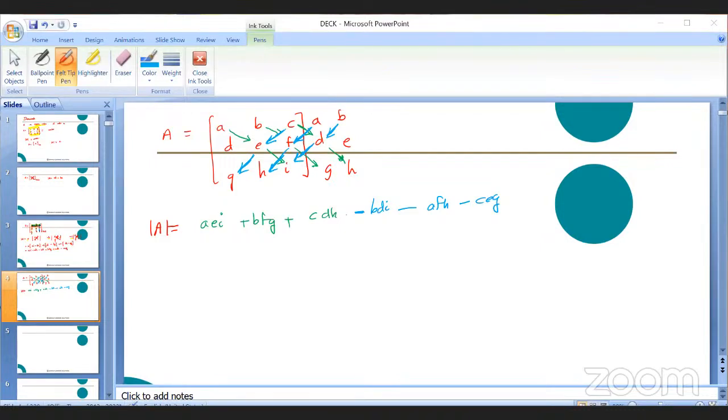So now we have some properties of determinants.